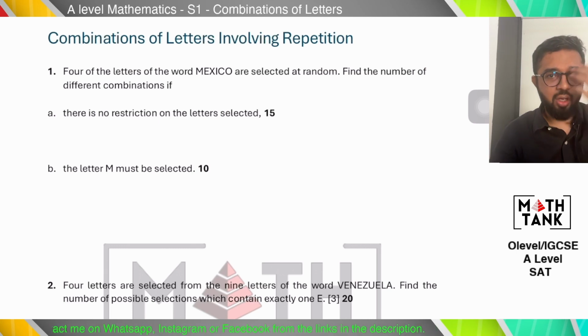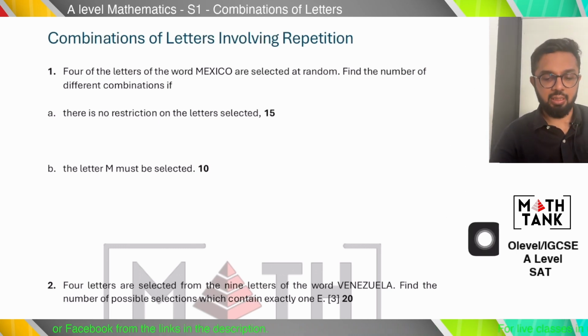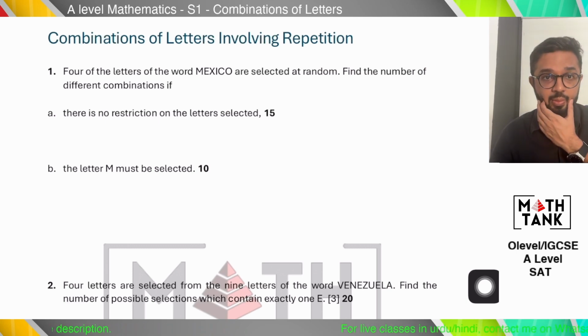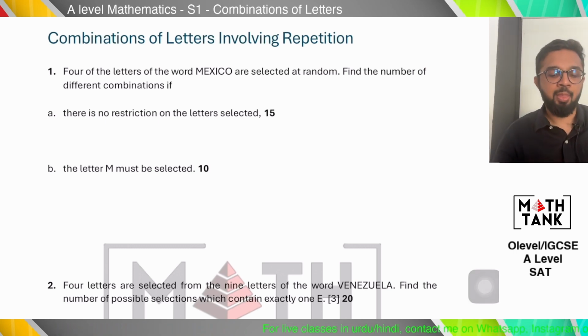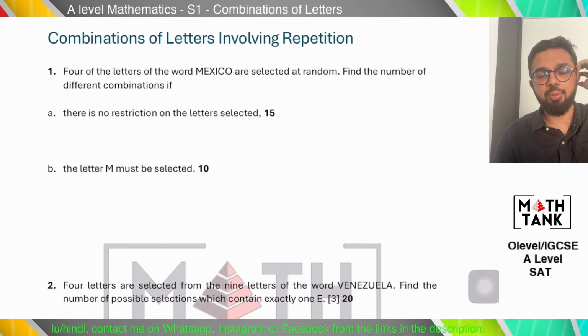Today's topic is combination of letters involving repetition. This is a topic that's come up very often in the recent past papers, and it's important to understand that some of these questions are complicated. So let's start. We'll start with some simple questions from the AdMath syllabus because these are simple to understand, and then we'll move on to more complicated questions as we go on.